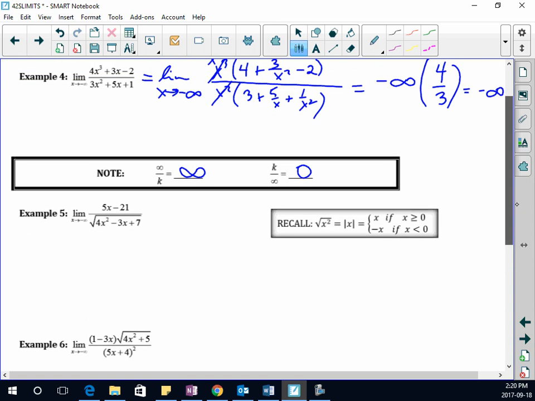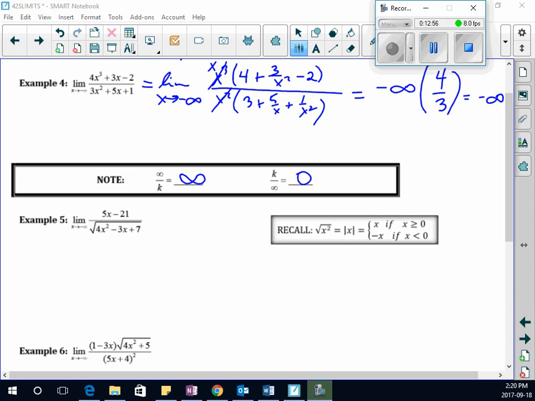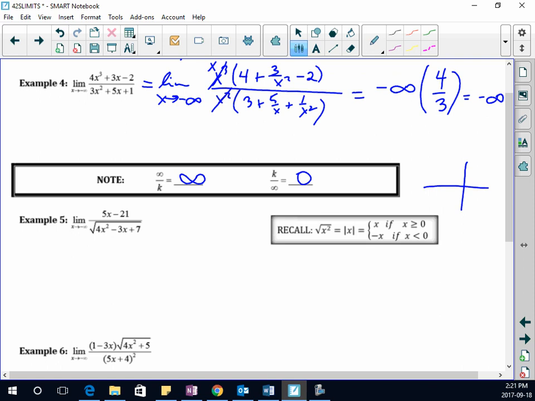Here's something that keeps on cropping up, this absolute value sign. Do you remember what an absolute value looks like? So the absolute value of x looks like a v, right? So when x is positive, it is this diagonal line. When x is negative, it's this diagonal line. Okay? So you got to use this definition all the time.